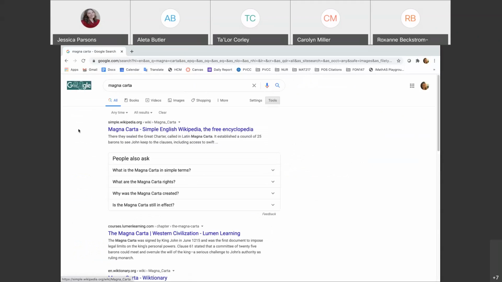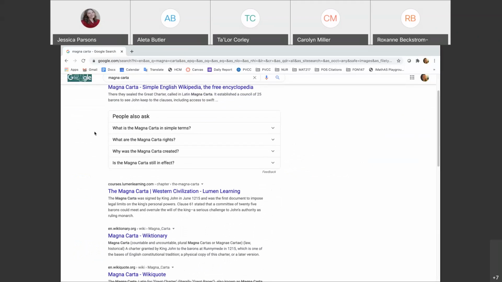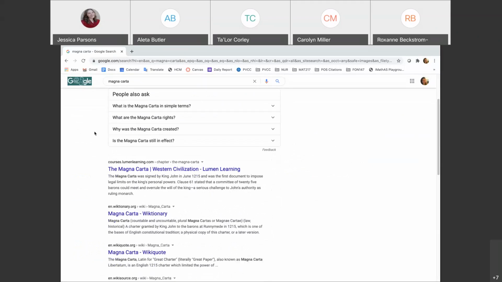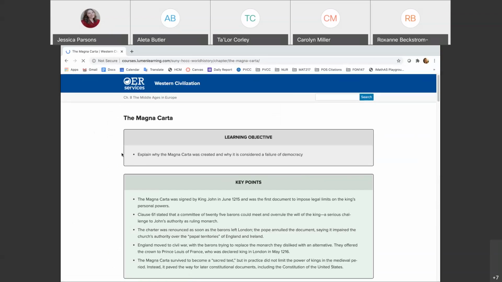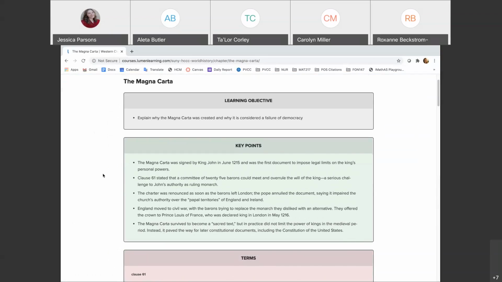So I'm just going to go ahead and do free to use or share and click advanced search. And that'll bring us to all the websites and articles that are Creative Commons. And we're just going to go down. Lumen Learning is a great resource. So we'll click on that, see what we found.